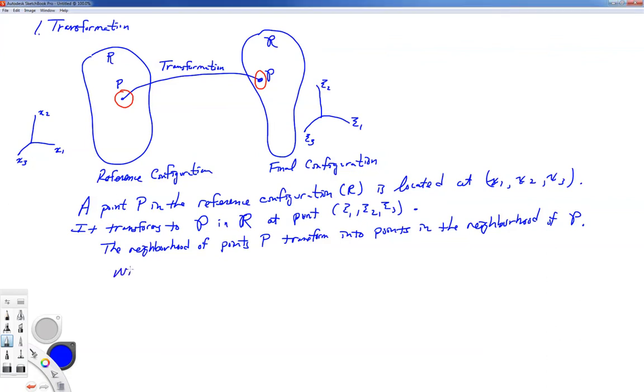Okay, so we can kind of give some structure to this transformation. And the coordinates in the new configuration are functions of the location of the point in the old configuration. In general, it can be that, and it can change with time, so we can put that in here as well. And so xi1 is equal to a function of x1, x2, and x3, as well as the other two coordinates in the new configuration.